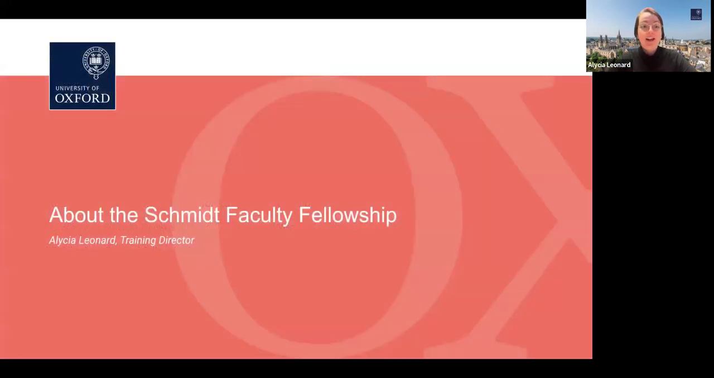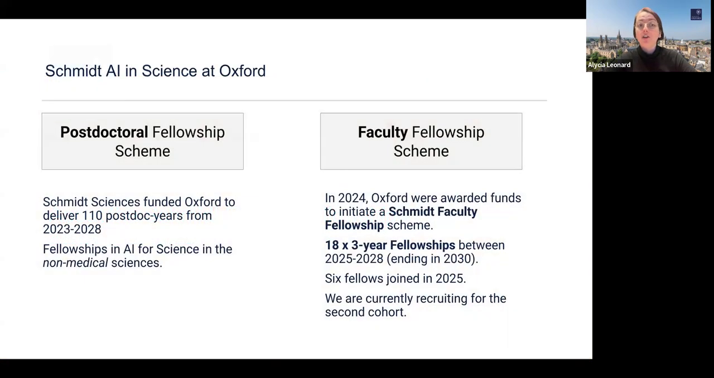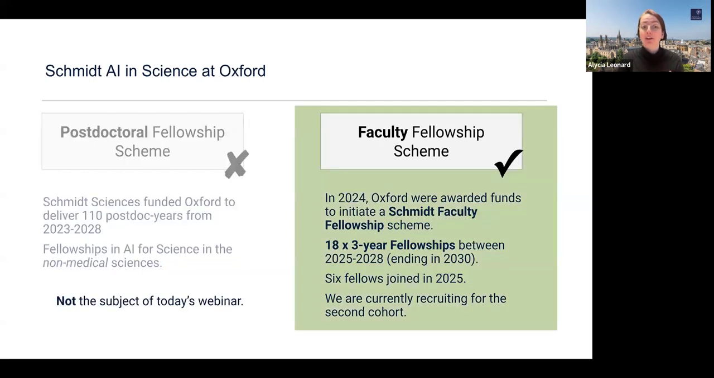So to get us started, a little bit about the Faculty Fellowship Program. Oxford has two different Schmidt AI and Science fellowship schemes. There is a postdoctoral fellowship scheme and a faculty fellowship scheme. The postdoctoral fellowship offers fellowships that are 2 years long at the postdoc, early career researcher level, for AI in the non-medical sciences. That's great. However, it's not the subject of today's webinar. Today, we're focusing on the faculty fellowship.